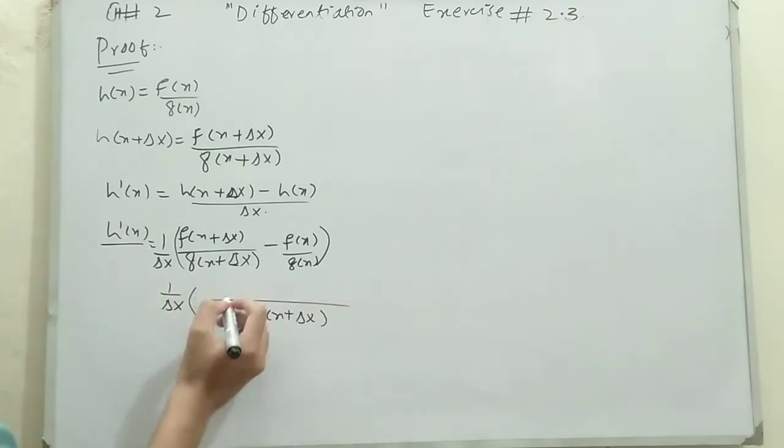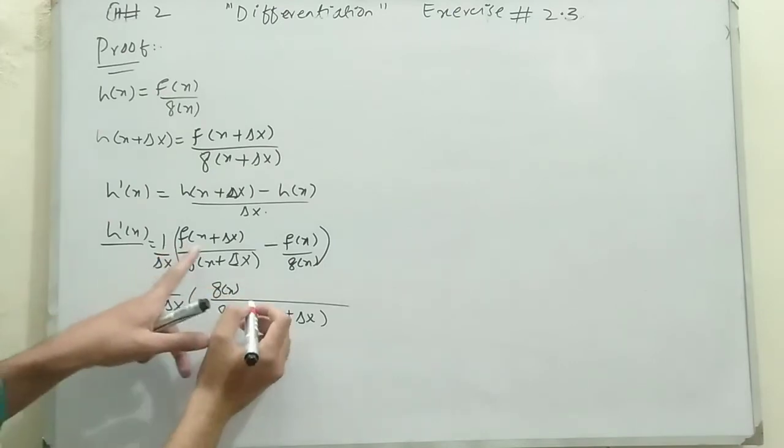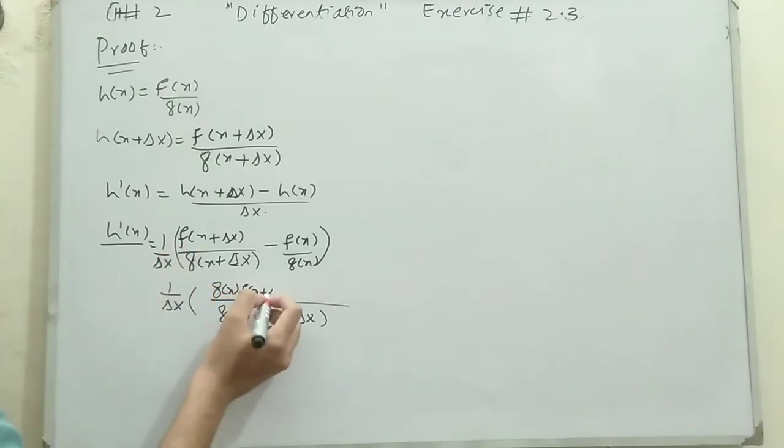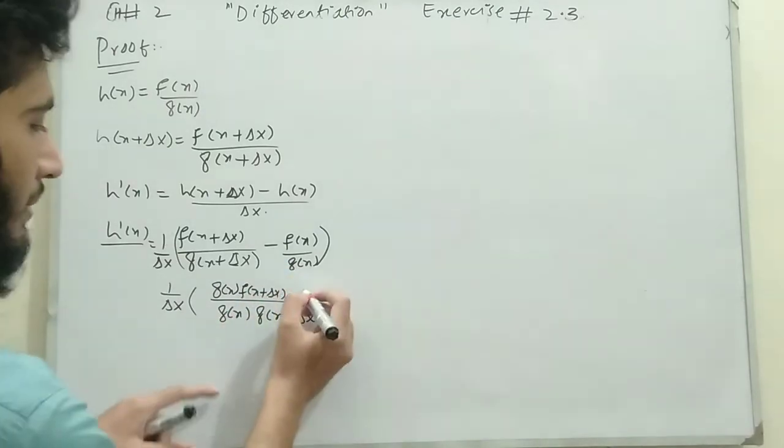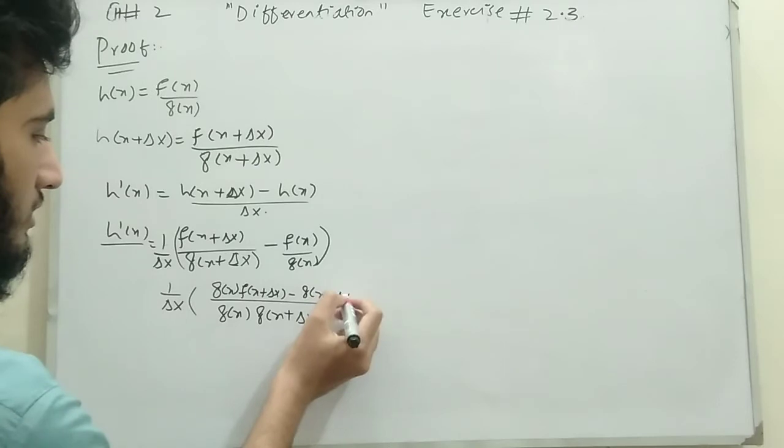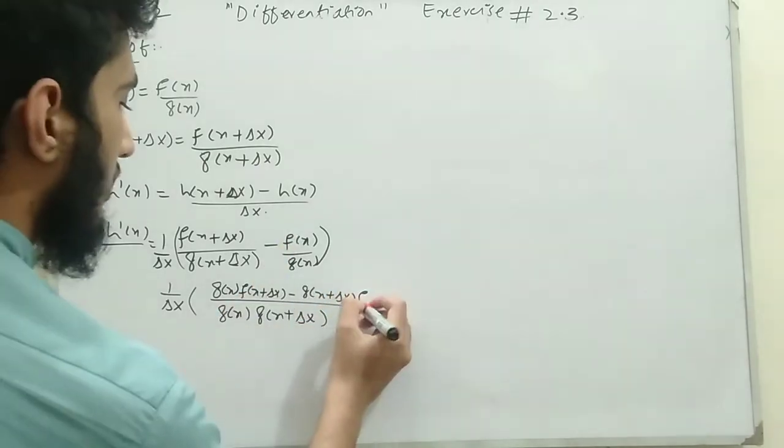We are left with g of x, and in the numerator we are left with f of x plus del x. And here we have g of x and g of x. We are left with g of x plus del x, g of x plus del x. And here we have f of x.